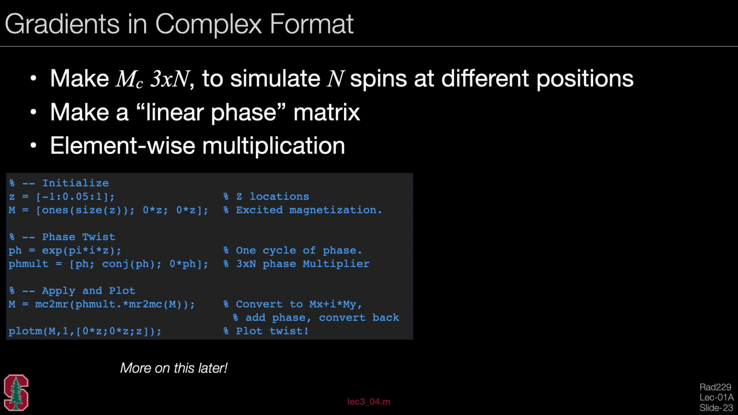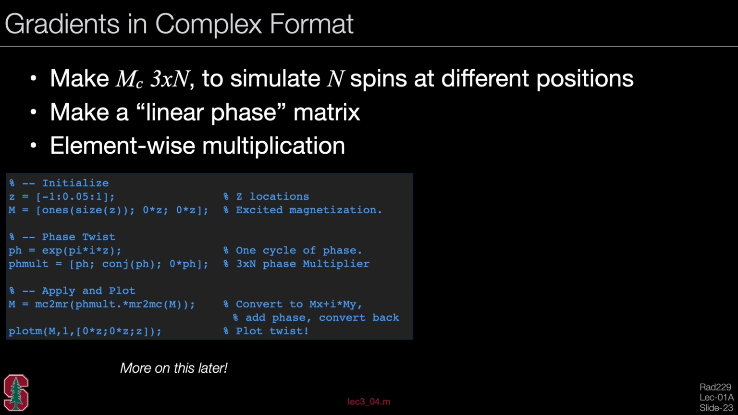As I said previously, one of the advantages of the complex format is that gradients can be applied relatively easily. So what we can do is we can make the complex vector, which I'll call MC, 3 by n, so that we can simulate n spins at different positions here. Remember, the 3 by 3 multiplications will work just fine if we spread out our magnetization vector to include essentially multiple pixels or multiple spins, whatever you'd prefer.